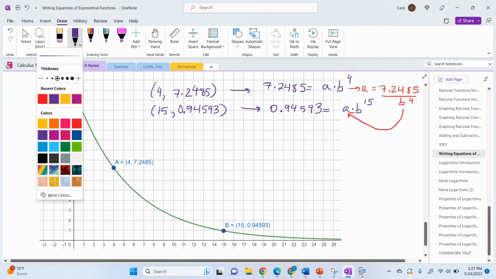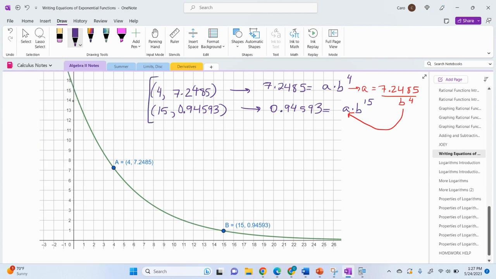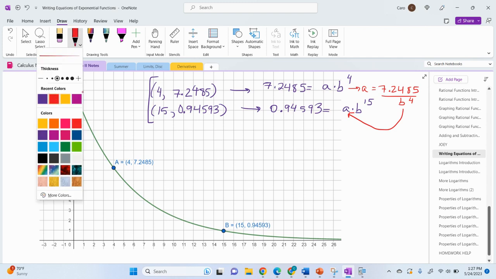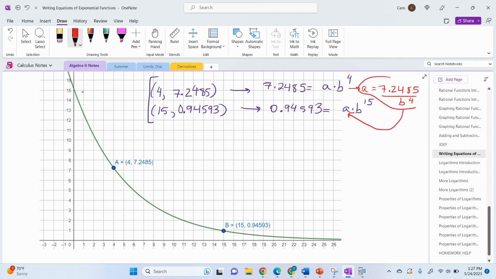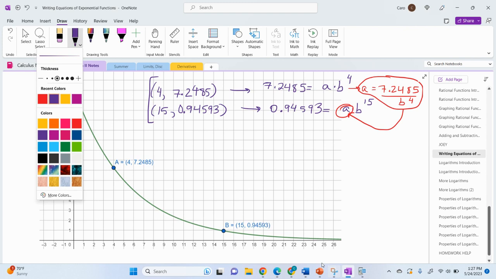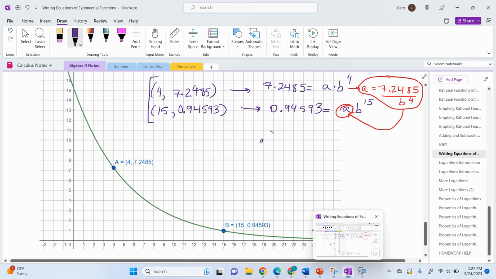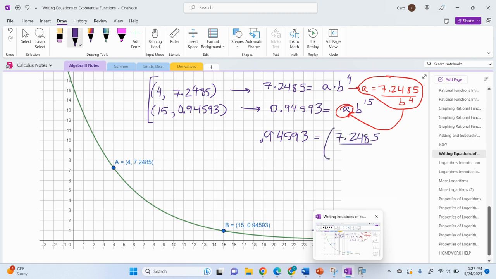I just wanted you to see an example done out where the numbers are not quite as friendly and we have some decimals, because we're going to be doing some problems that are application based where there are more decimals. So same steps as always: you plug in your two ordered pairs, you solve for one of the unknowns, A or B, in one of the equations, plug it into the other equation and continue solving from there. So I have 0.94593 equals, I'm going to plug in my A value, 7.2485 over B to the 4th and then B to the 15th.